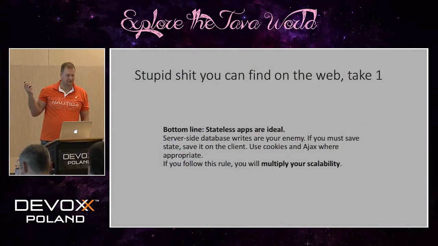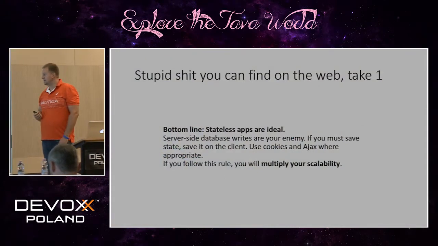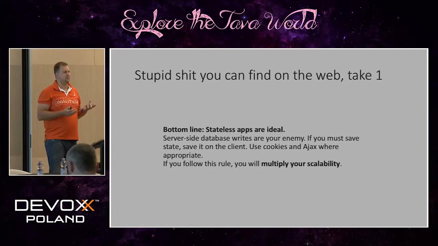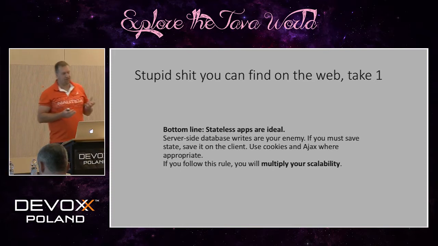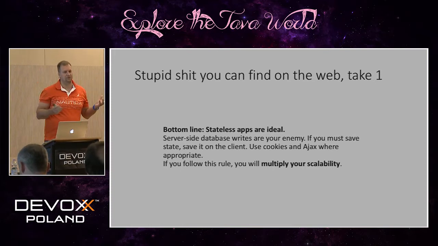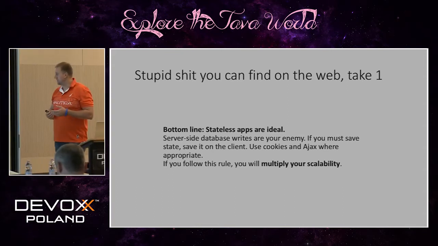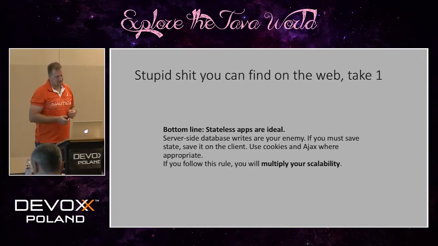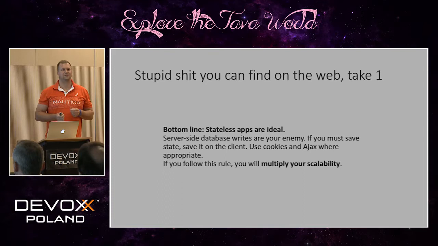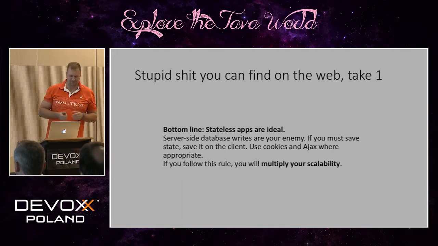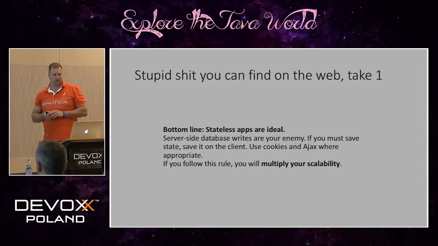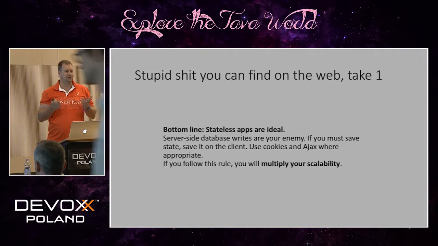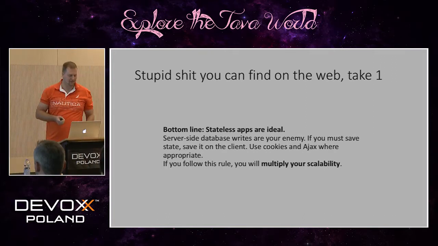Let's look at this thing line by line, really. Stateless apps are ideal, yes, but if you don't have your state, what is your application doing? Server-side database writes are your enemy. Well, if you have to do it, you have to do it, enemy or not. If you must save state, save it on the client. Well, tell that to your bank. If you follow this rule, you will multiply your scalability. Well, you're going to make your scalability infinite, but there is nothing to scale. There is no application to speak of, right?